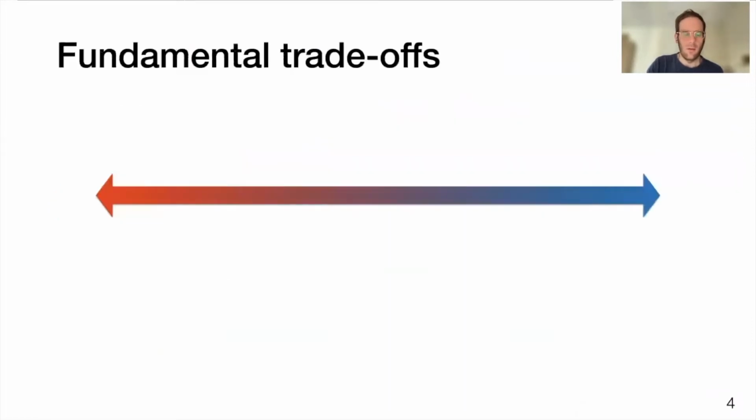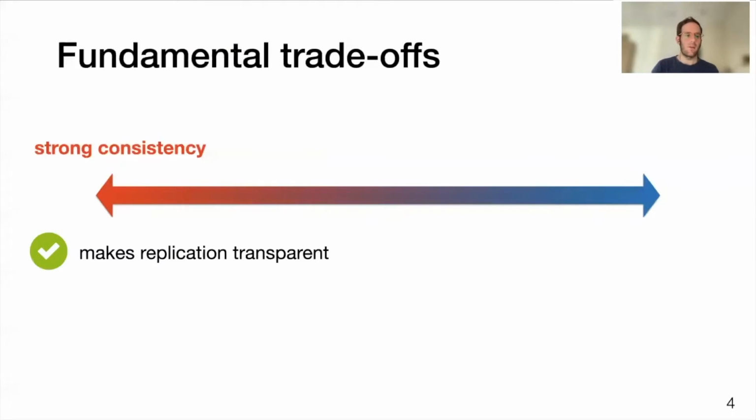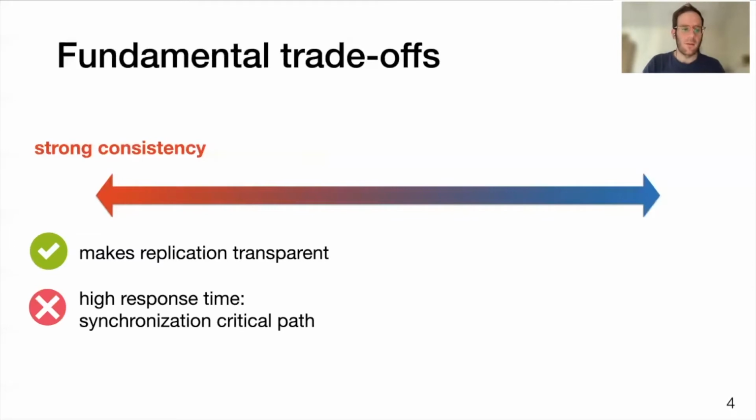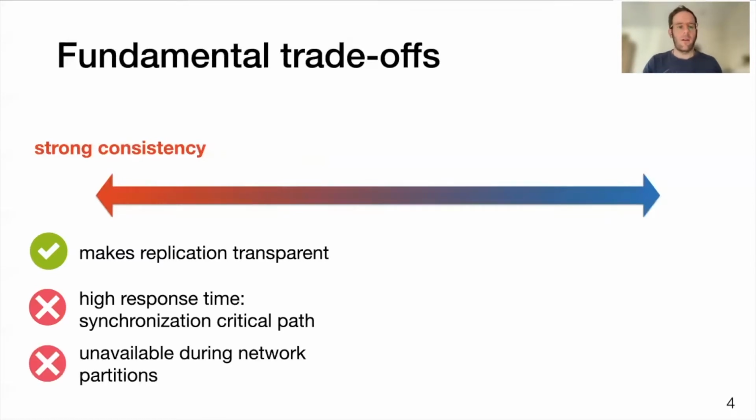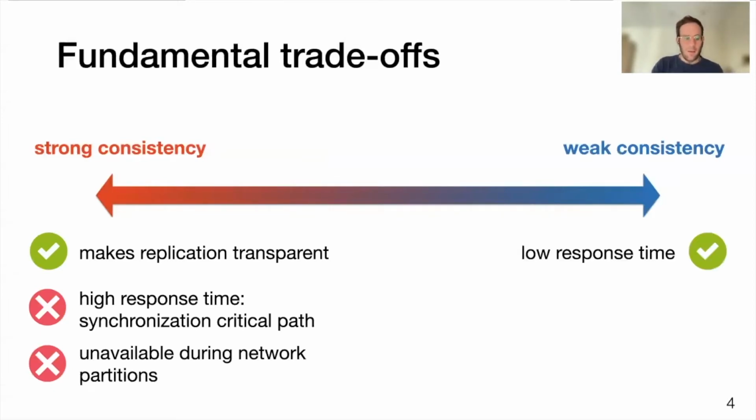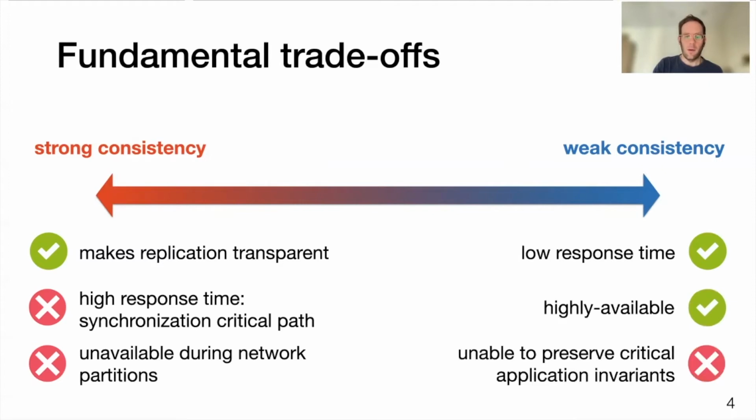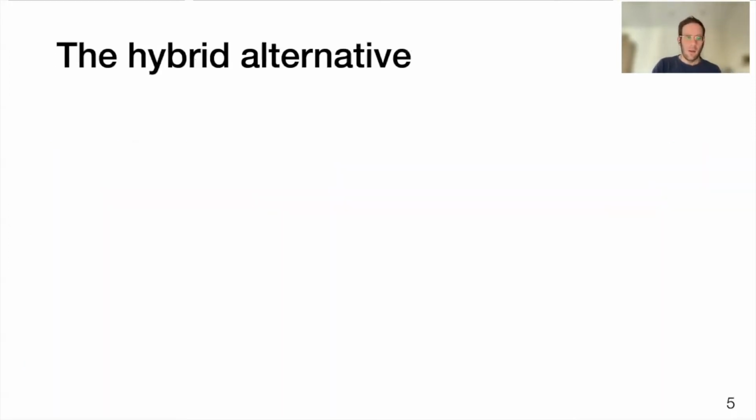On the one hand, if we implement strong consistency, it's great because it makes replication transparent, but since it requires synchronization in the critical path, it translates into high response times and unavailability during network partitions. On the other hand, if we implement weak consistency, it doesn't require synchronization in the critical path, so it offers low response times and high availability, but it is unable to preserve critical application invariants.